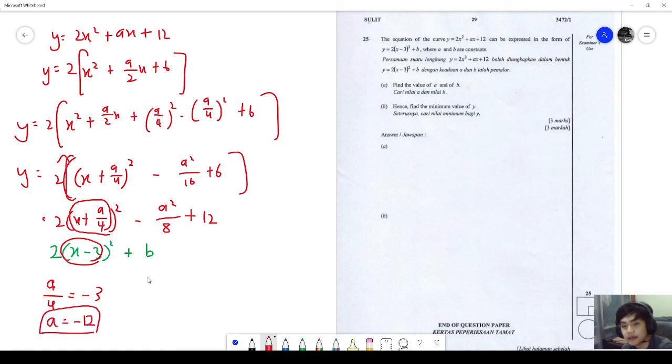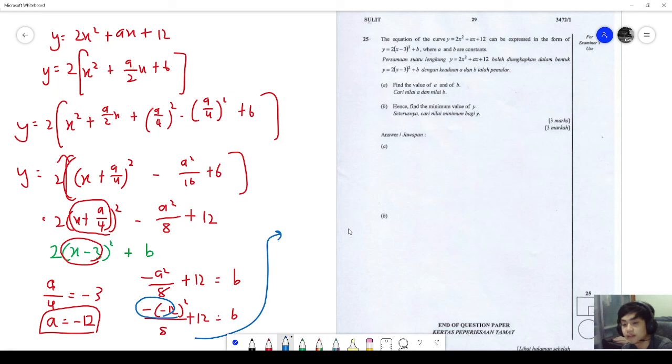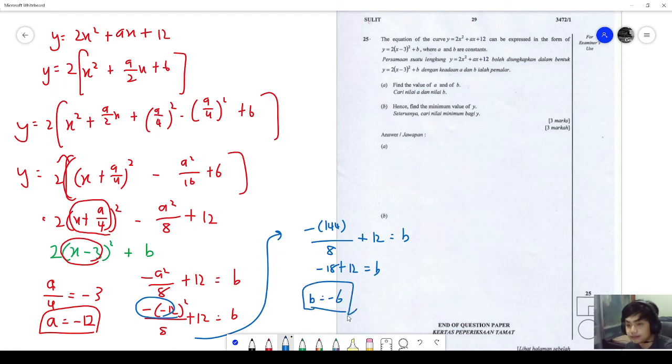So by comparing b, negative a squared over 8 plus 12 equals b. So it's negative 12 squared over 8 plus 12 equals b. Here, please take note, do not make the negatives positive yet because we have to square first. That is the order of operations. So it's negative 144 over 8 plus 12 equals b. So negative 144 over 8 is negative 18, plus 12 equals b. So b is negative 6 in this case.